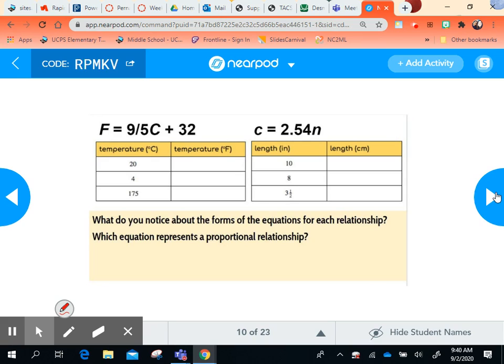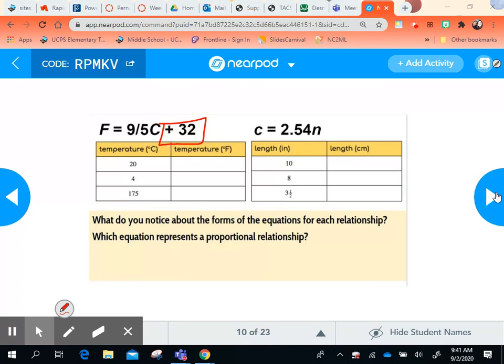Jose. Okay, so I think you're talking about this, right? Here, 9/5c, we're adding 32. Are we adding anything extra here? No. So the difference is the first one has an addition, and the second one is just a number times the variable.